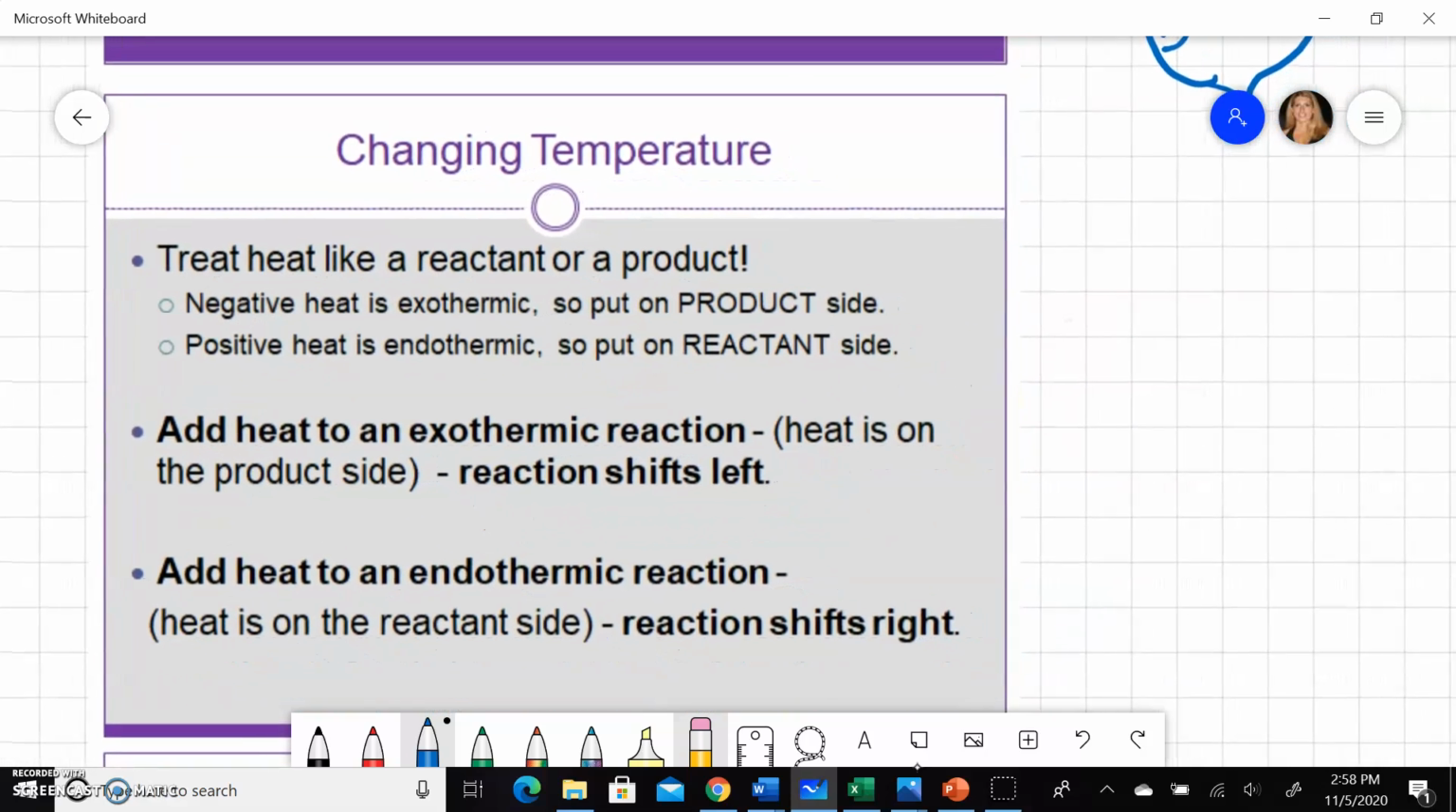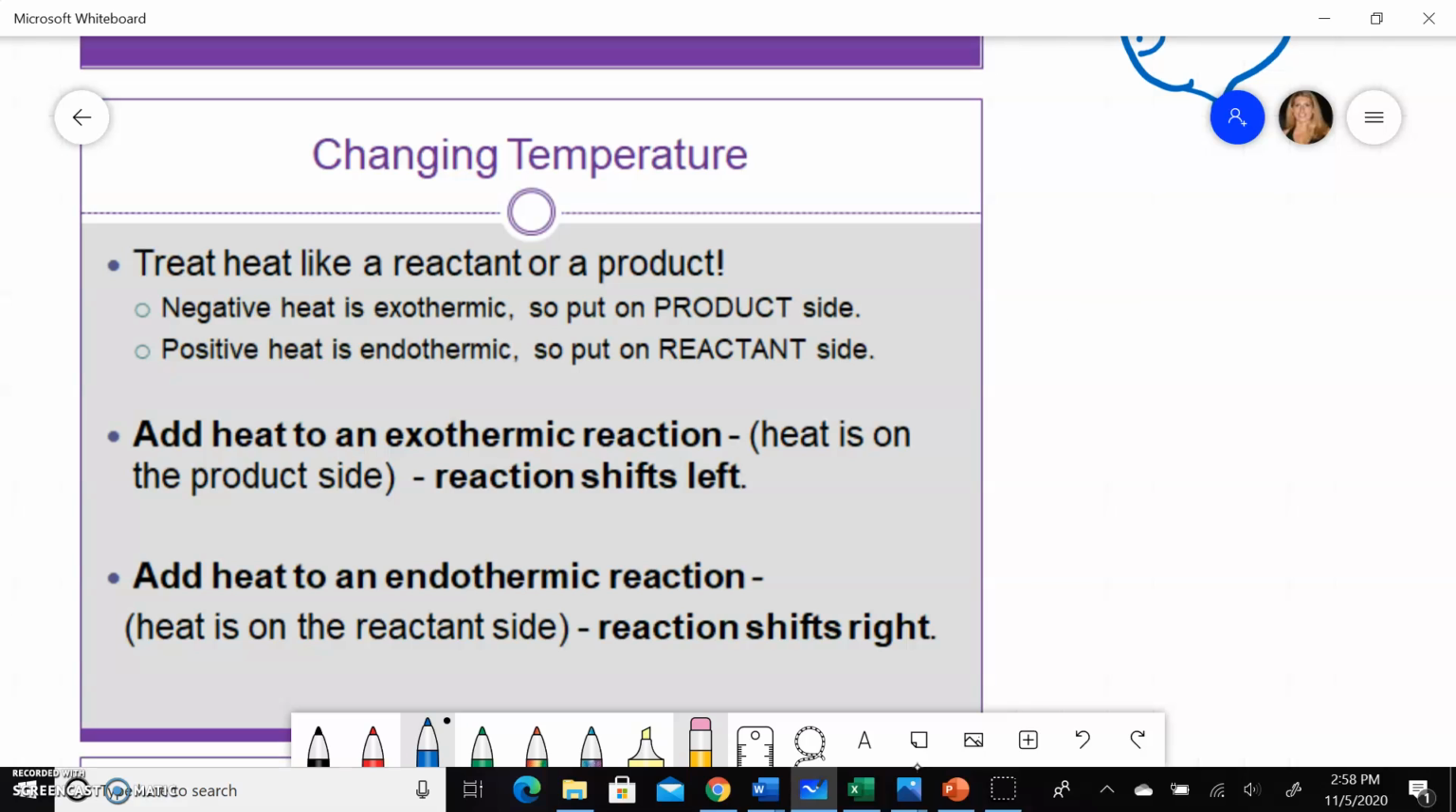All right, the last one is temperature. And this one is tough because there's several different ways that they could tell you whether something is endo or exothermic. They could say the word endo or exothermic in the question. They could give you a reaction. Let's just rewrite that reaction that we just had.